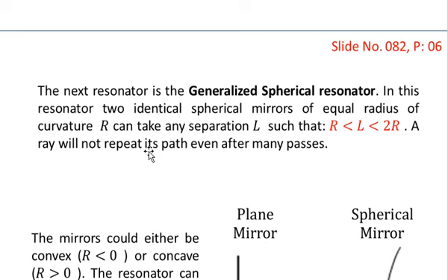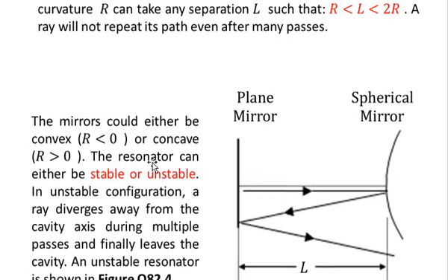A ray will not repeat its path even after many passes. If you form such a cavity, the ray will not follow its previous path after many repetitions of the oscillations between the two mirrors. So the ray will not trace itself back after many oscillations.